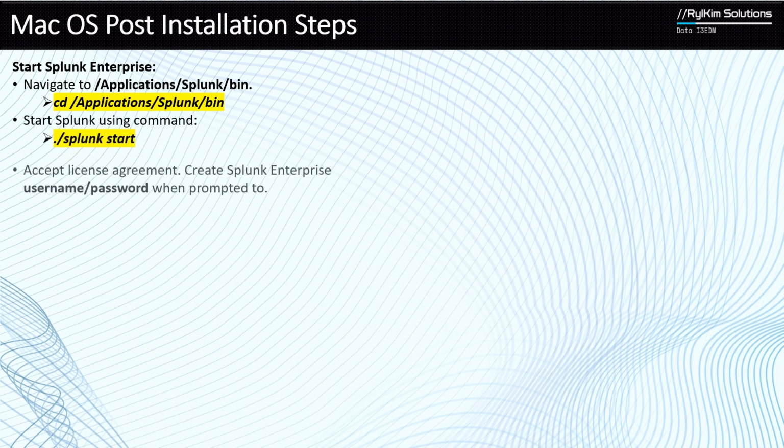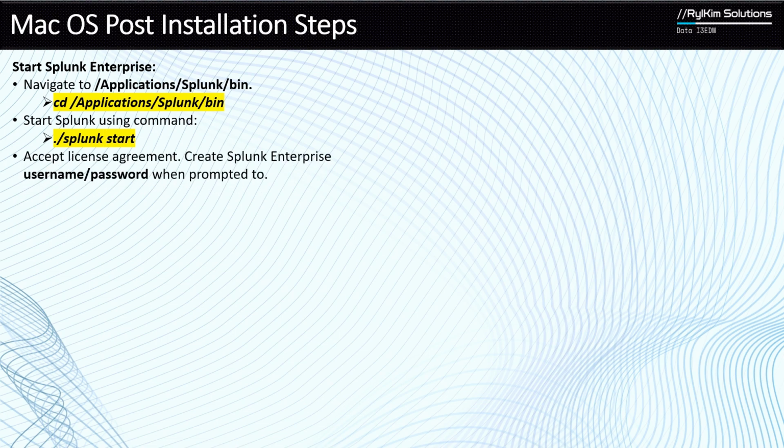And then the second thing that you have to do is, for CLI, you don't accept the license agreement when you're installing. So you have to accept it when you're starting Splunk, just like you do in the case of Linux. So it's going to give you the opportunity to accept your license agreement.